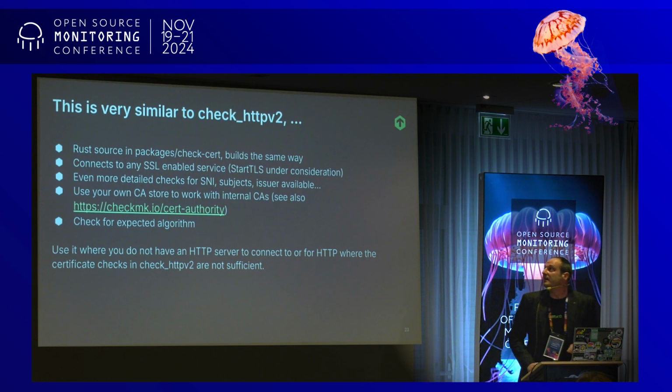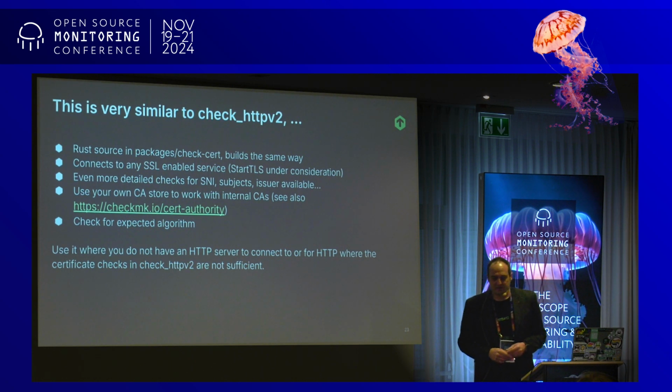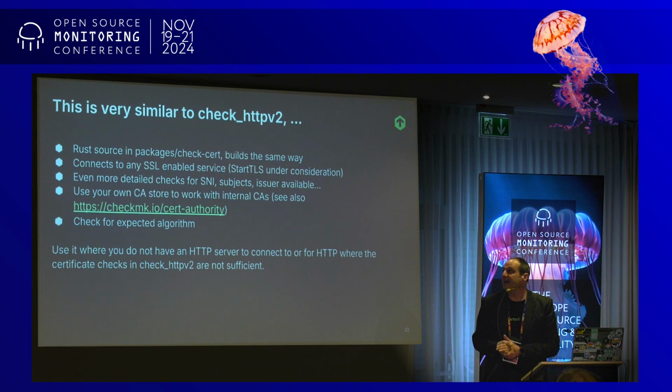Checkcert. This one is very similar to Check HTTP version 2. It also has the Rust sources in a parallel subdirectory to check HTTP. It builds the same way, and it connects to any SSL-enabled service. So you don't have to call it on an HTTP endpoint. You can just connect it to, I think 993 is IMAP-S and related stuff.